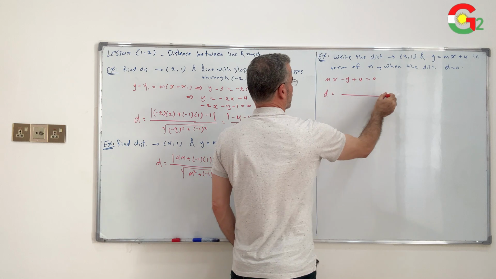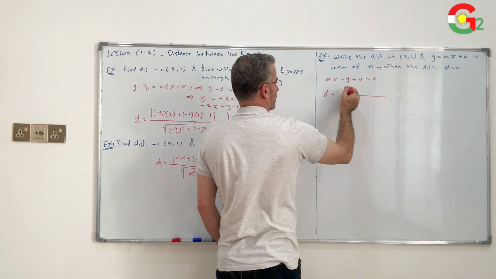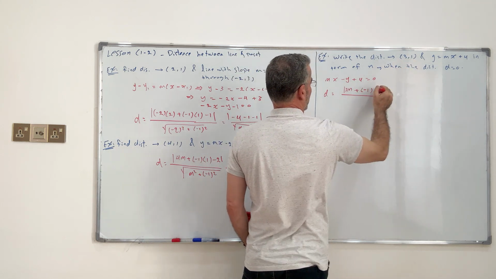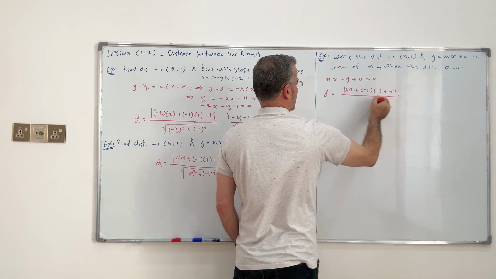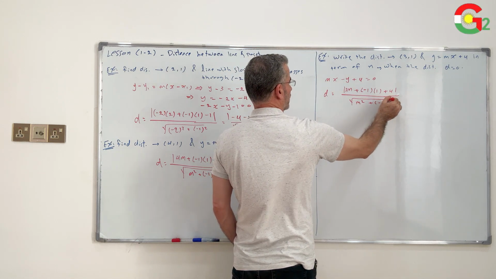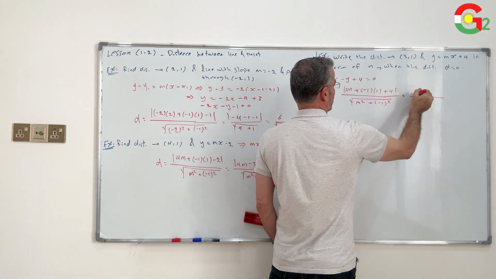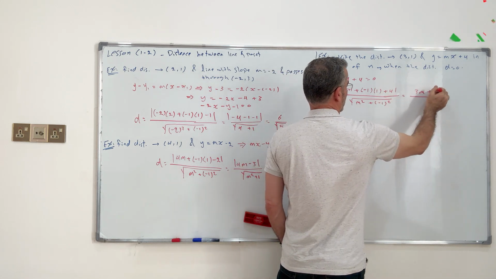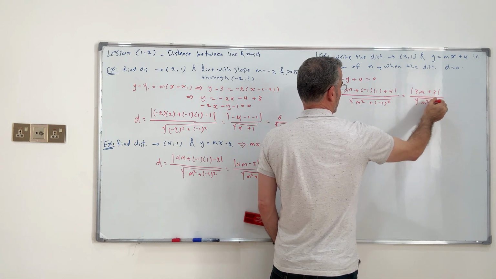Distance equals the absolute value of a times x1, 3m, plus b times y1, negative 1 times 1, plus c, plus 4, over the square root of m squared plus negative 1 squared. Simplify: 3m minus 1 plus 4, which is 3m plus 3, over the square root of m squared plus 1.